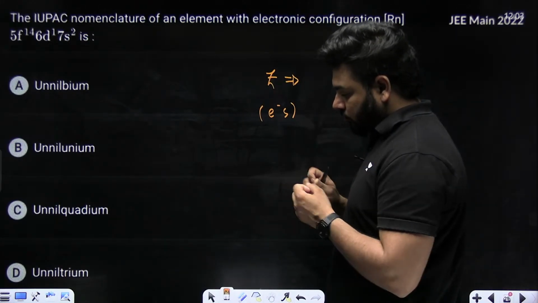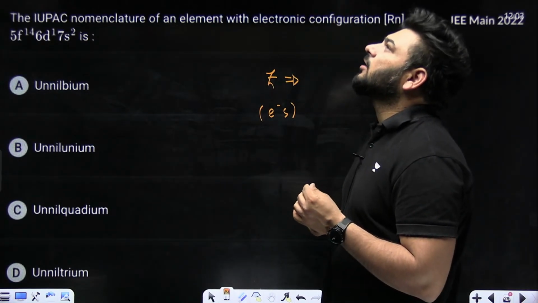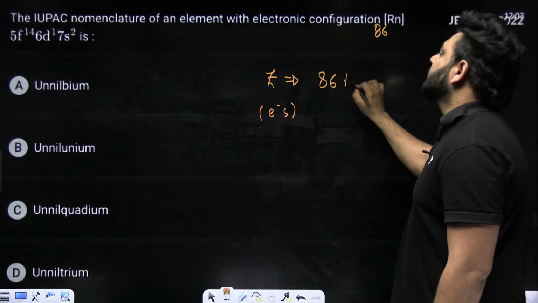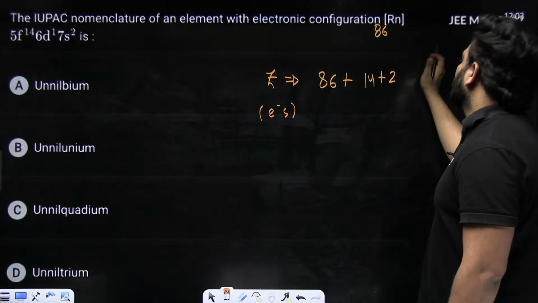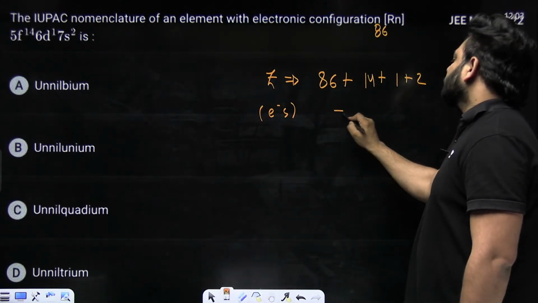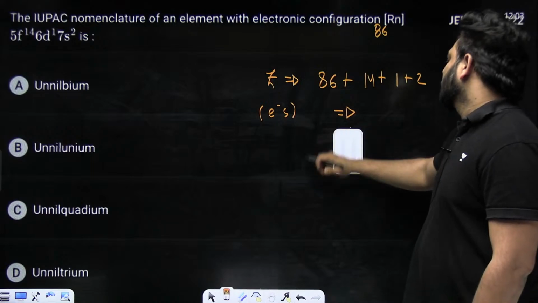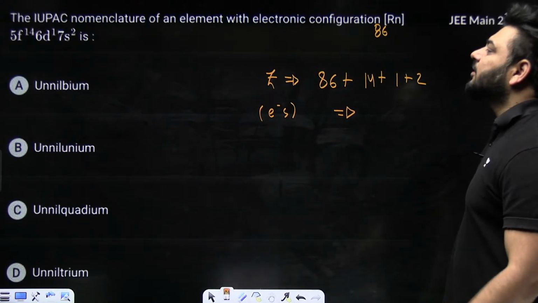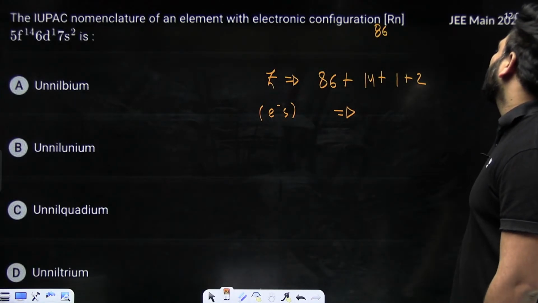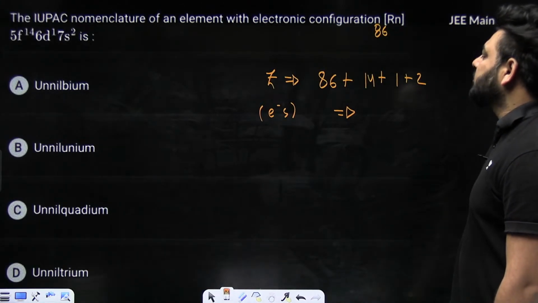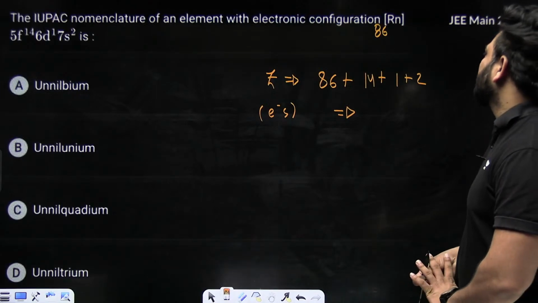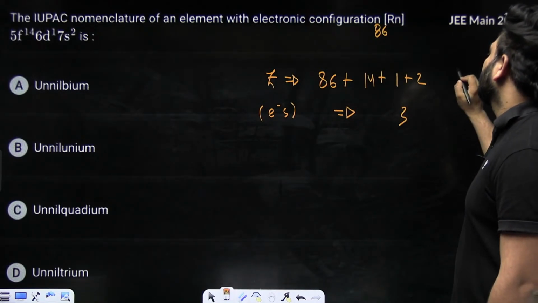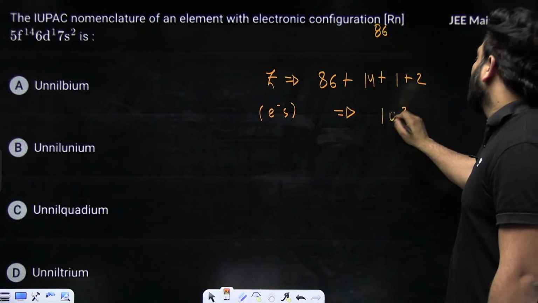Radon, oganesson has 118, subtract 32, 86. This has electronic configuration 86. So electrons are 86 plus 14 plus 1 plus 2. Total electrons are how many? These are 14. Anyways, it's a d block element, I know for sure, but we have to identify its atomic number. So it is fine, no? Just add them up. This is 103. So it will become what?